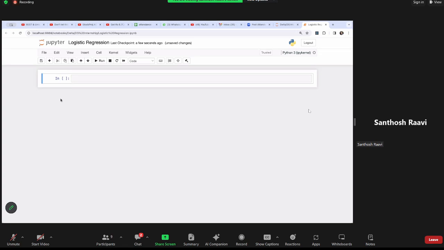But coming to this logistic regression, you will be having only two values in the logistic regression. Two values in the sense like 1 or 0, true or false, yes or no, agree, disagree. So like that kind of thing. Only two cases you will have.